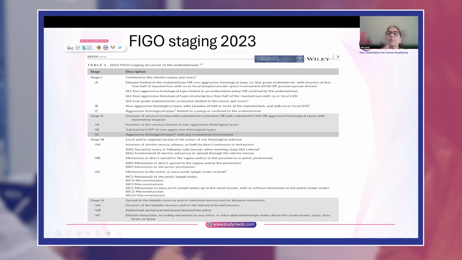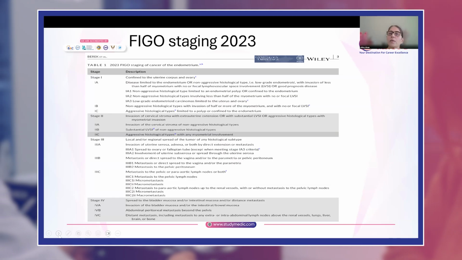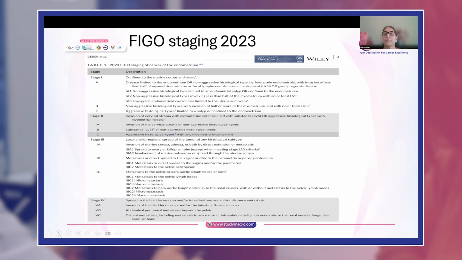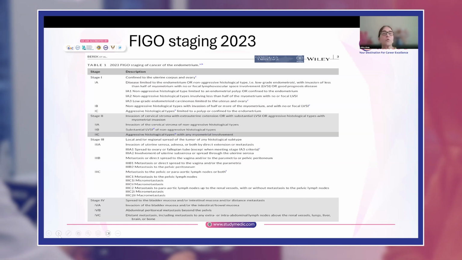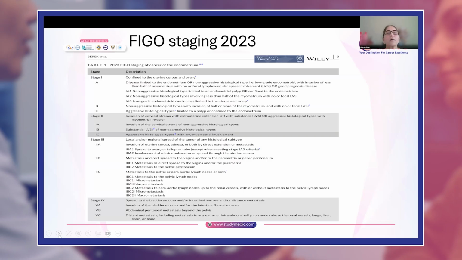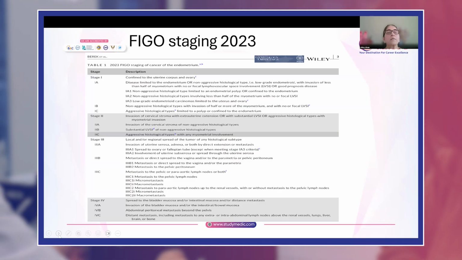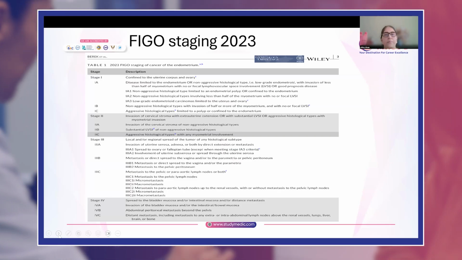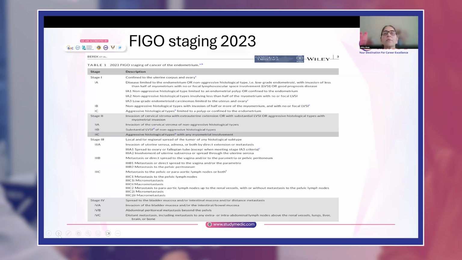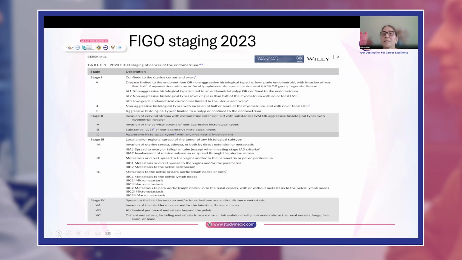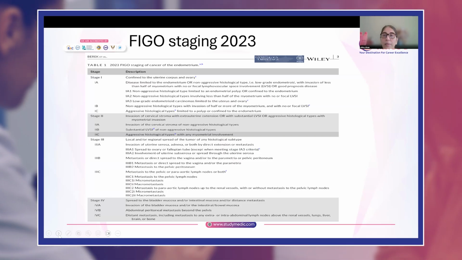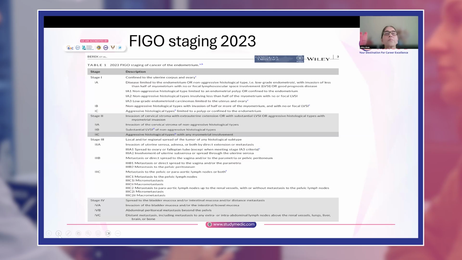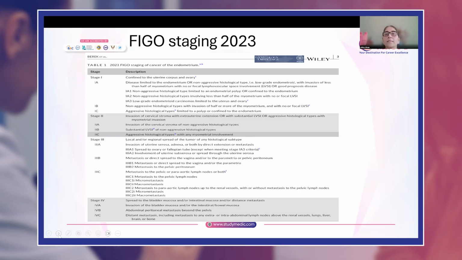Remember, stage 1 is confined to the uterine corpus, not the cervix, and to the ovary. Now, what is stage 1A? The disease is limited to the endometrium only. Even the myometrium is not involved. Then it is stage 1. Why? Because this is carcinoma endometrium. So whenever it is limited to the endometrium, and it is a non-aggressive histological type.